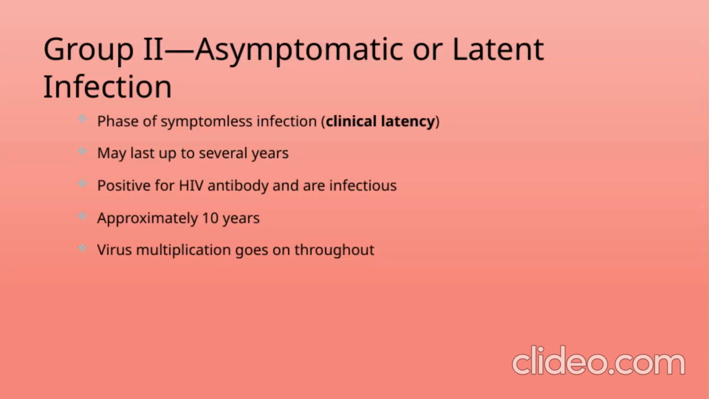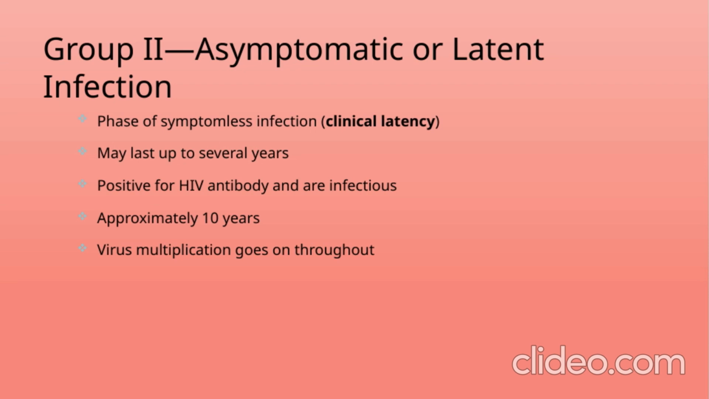Now, let's talk about the phase of symptomless infection, also known as clinical latency. During this stage, the virus is present in the body but isn't causing noticeable symptoms. This period can last for several years, often up to about a decade. Even though the person may feel fine, they are still positive for HIV antibodies, which means the immune system has recognized the virus. Importantly, during this time, the individual is still infectious, capable of transmitting the virus to others. Throughout this phase, the virus continues to multiply actively, although at a slower rate compared to earlier stages. This is why it's sometimes called the latent or asymptomatic infection.